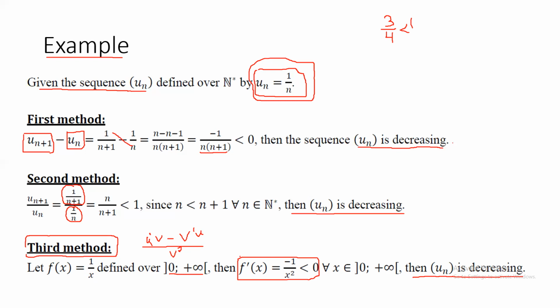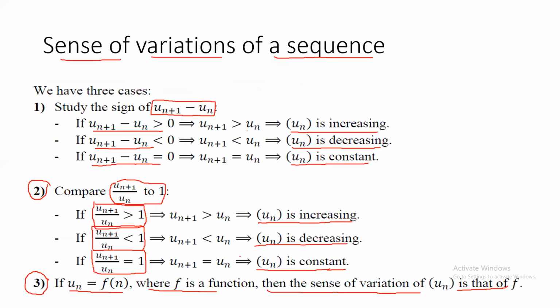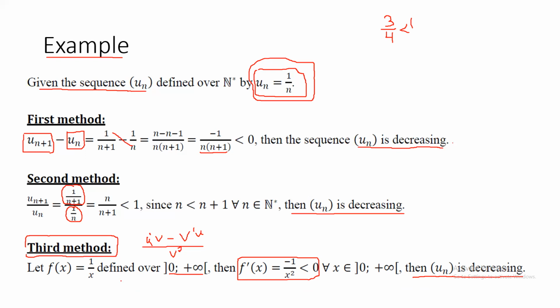You got the three methods? So the first method is un plus 1 minus un. Second method, we compare un plus 1 over un to 1. And the third method, if we can write un as a function of n, we find the derivative. But mostly we use the first method. In all the exercises we are going to solve, we use the first method.